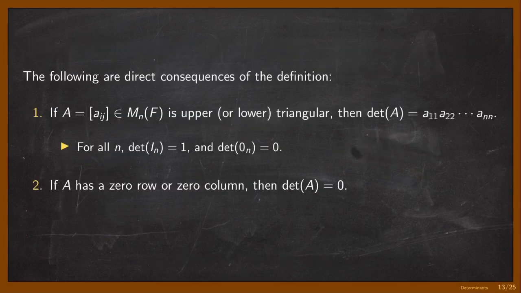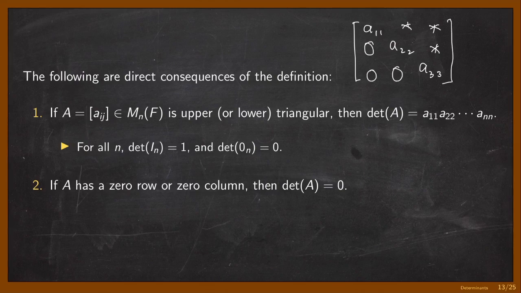The following are direct consequences of the definition. If A is upper triangular or lower triangular, so when you look at an upper triangular matrix, you get something like this: A11, A22, let's say 3 by 3. Something here, something here, something here, and then all here are zeros. This is an upper triangular. As you can see, the only possible non-zero term is to get everything from the main diagonal. If you get this and then this, the only choice for the element in the third row is this one, so that term is 0. So the only surviving term is the one obtained by multiplying the main diagonal entries.